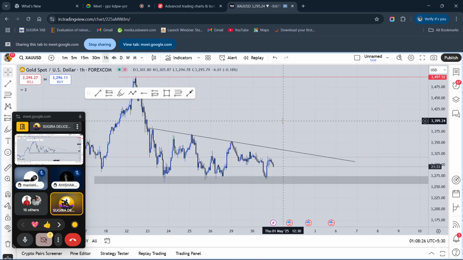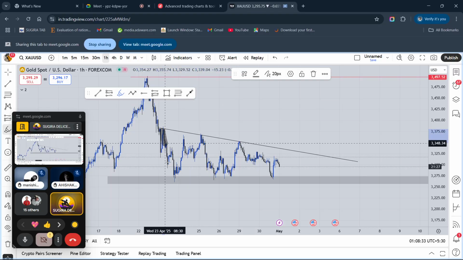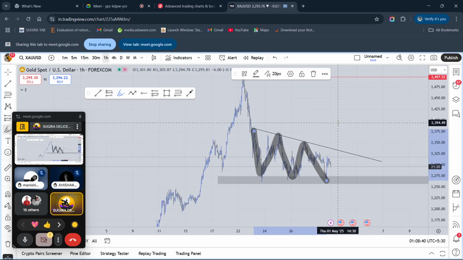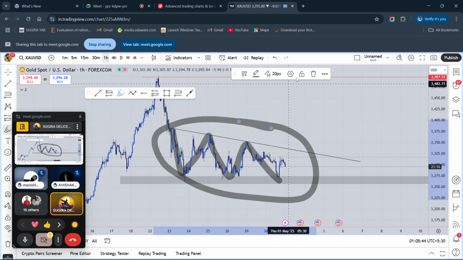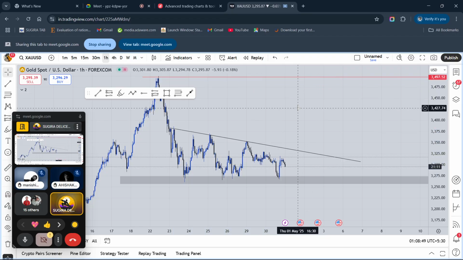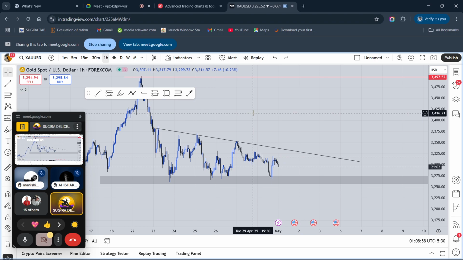You can see, right? The market has found it hard to just break this level. It came back, and came back again. So there is a possibility that the market is just in this zone. We're expecting a breakout from this zone. Any breakout from this zone will be a trade opportunity for us on gold.